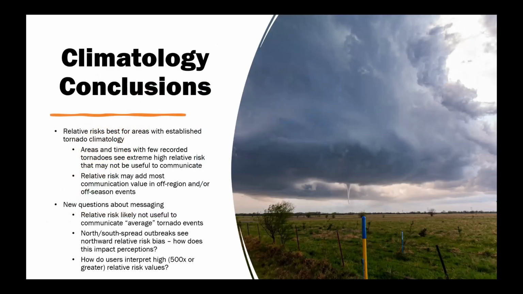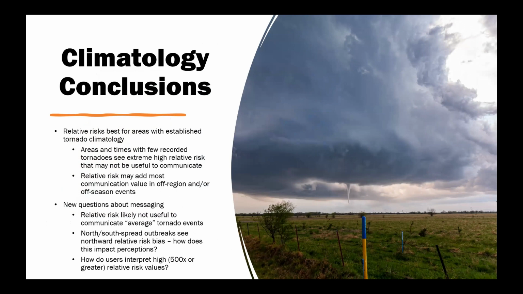So to conclude this section, relative risks are best for areas with an established tornado climatology, or at least that's what we're seeing in the data and assuming. And we see that areas and times with few recorded tornadoes see extremely high relative risk values that may not be useful to communicate. So we want that established climatology if we're going to be presenting these relative risks to people. It may not be useful when we get west of 105 west.